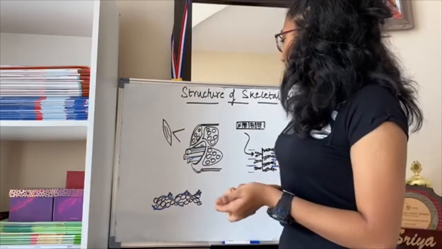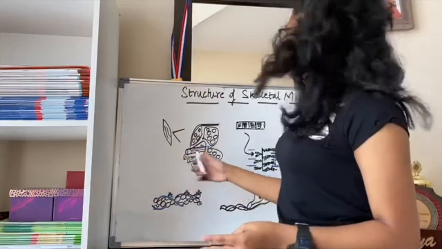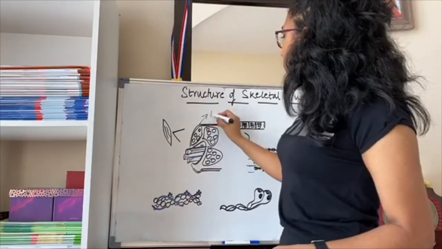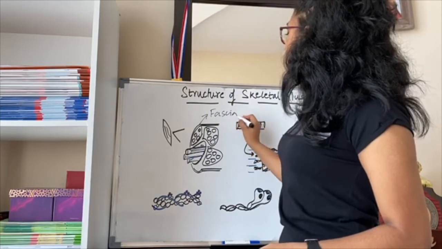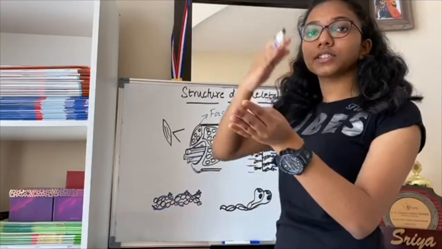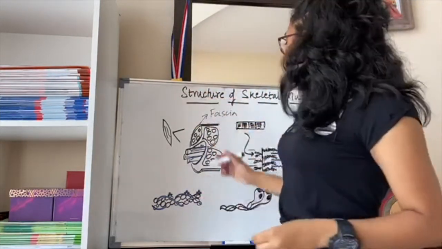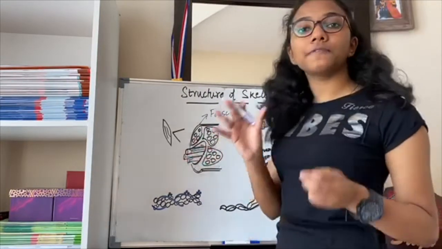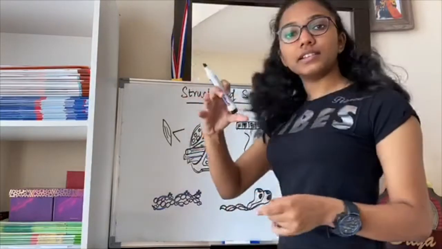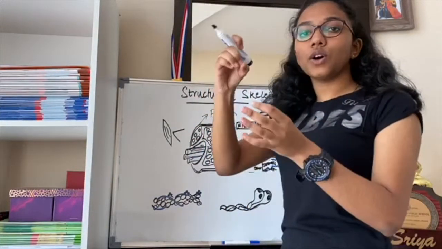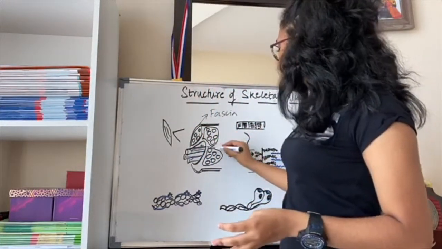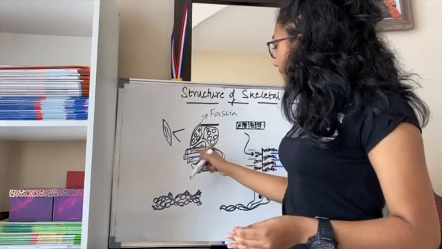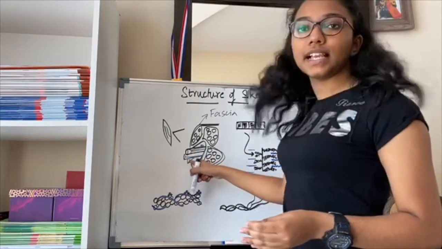Now this skeletal muscle, if you take a cross section of it, you will see this structure. This is fascia. It's a connective tissue which surrounds the muscle, and these box-like things you see here are fascicles or muscle bundles. So they are bundles of cells which are bound by fascia again. These muscle bundles again have individual muscle cells in them.